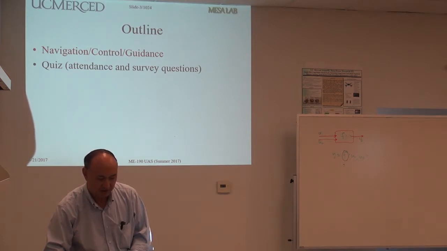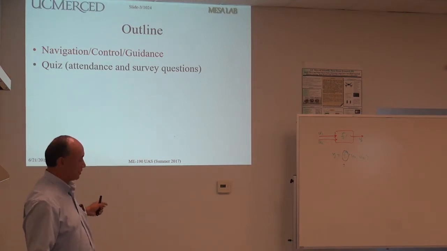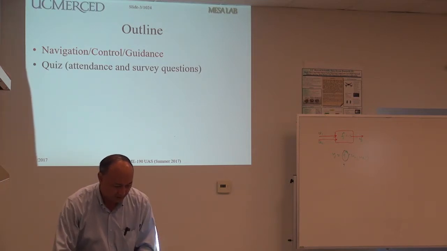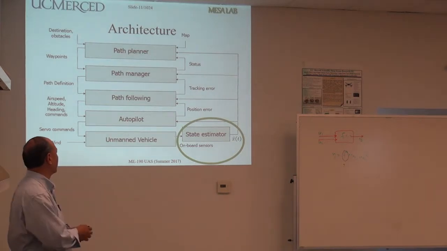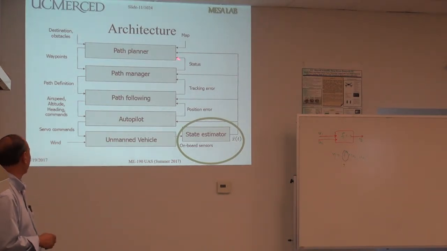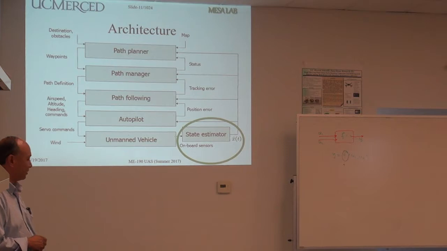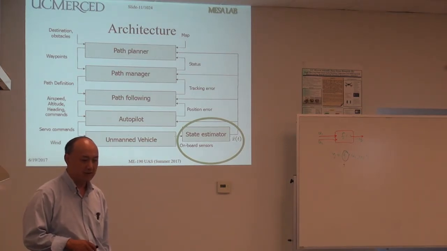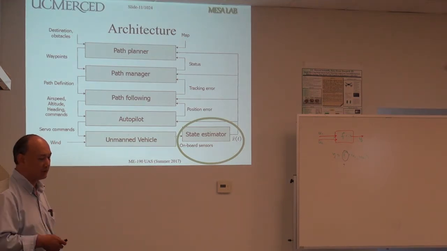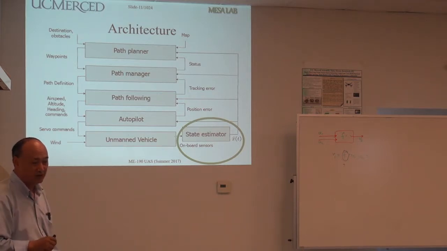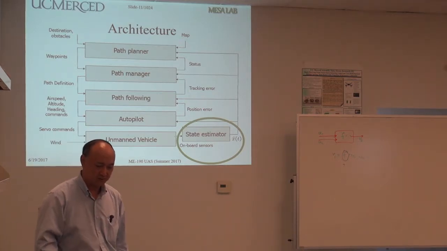Let me dig out that picture for you again. This is the architecture of the layered path planner, path manager, path following, and autopilot. The autopilot basically gives the detailed command to each servo and makes sure it stays within small position errors. This is called the servo.